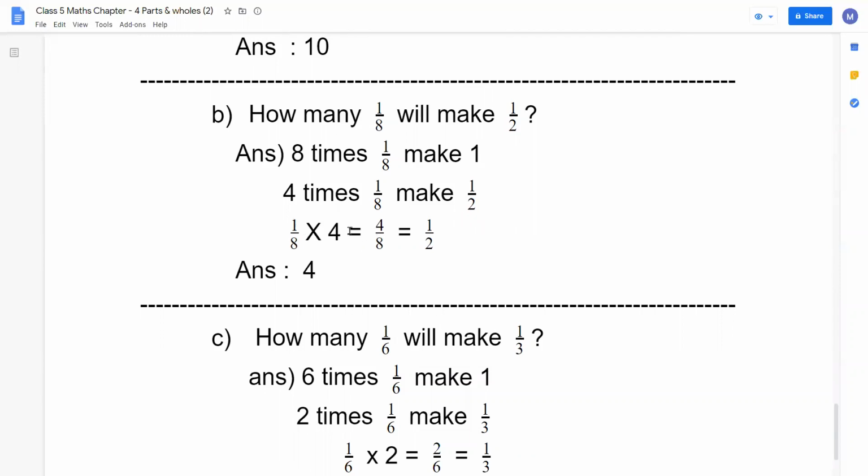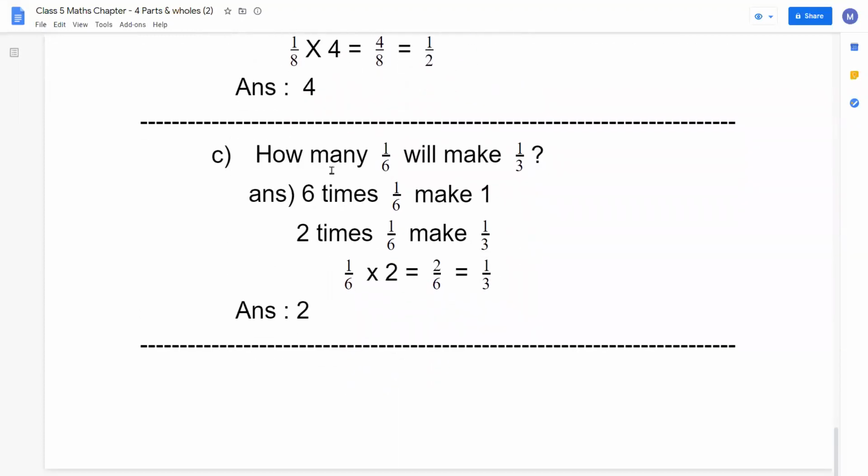Showing the calculation, 4 times of 1 by 8, that is 1 by 8 multiplied by 4. 1 4s are 4 upon 8. 4 by 8, its reduced form is 1 by 2. So our answer is 4. That is, 4 times of 1 by 8 will make 1 by 2. It is not necessary to show the calculation here. I have shown it to verify. You can also do it by logic. 8 times of 1 by 8 will make 1. So 1 by 2 means half of 1. So what is half of 8? That is 4. 4 times of 1 by 8 will make 1 by 2.